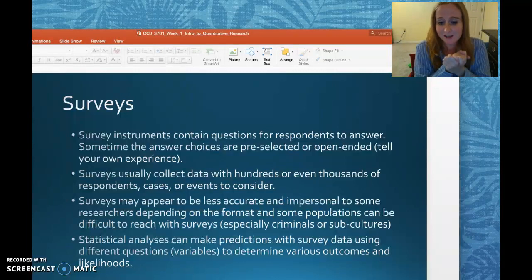You can use statistical analyses to make predictions using different kinds of questions. The topics we look for to construct the question we call a variable, because the answer varies inside of it, depending on what someone said, to determine various outcomes and likelihoods of things happening. So that's what we're going to spend a lot of class time on.